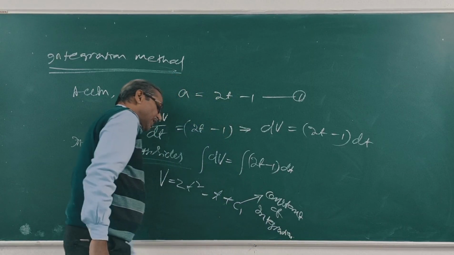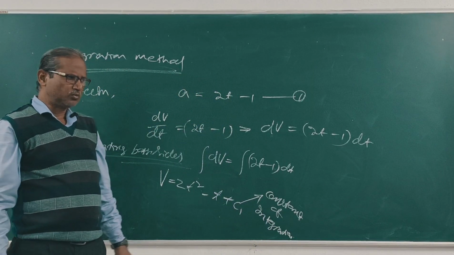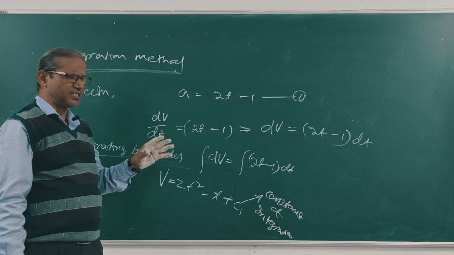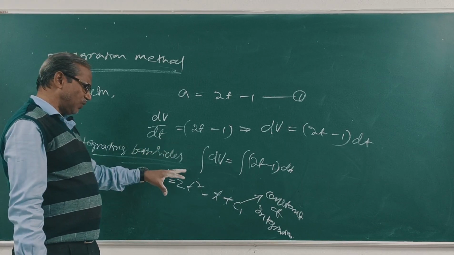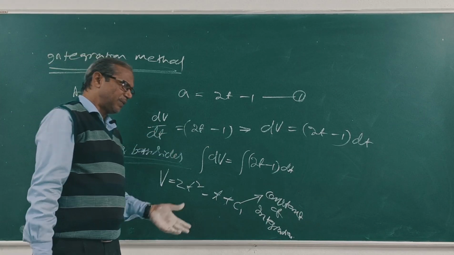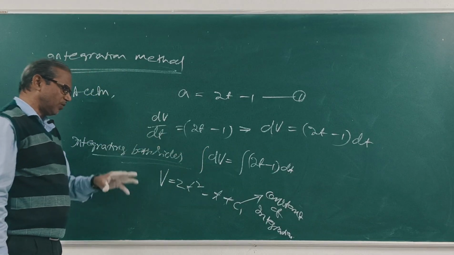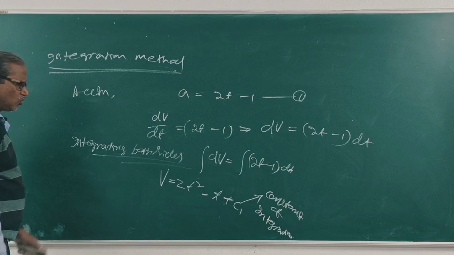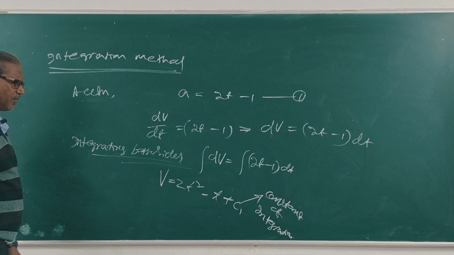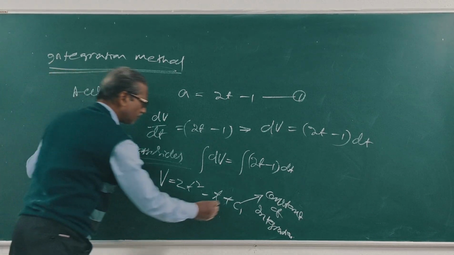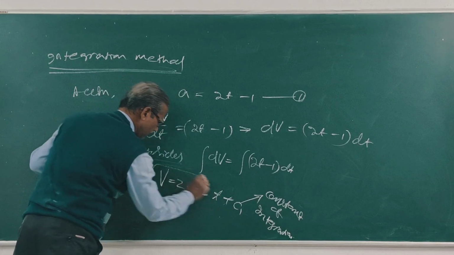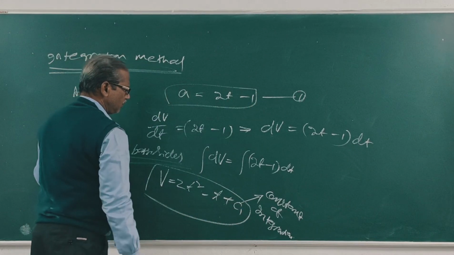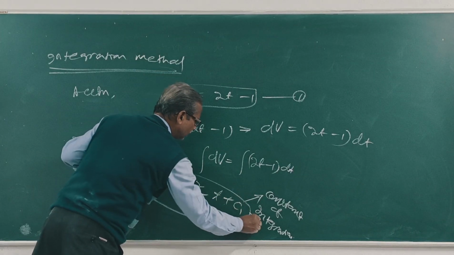Clear? I will do two or three more classes on differentiation and integration. Clear? This is for methods, students. Okay, I will tell you what is differential, what is integration, next, after completing this chapter. Now this is v is equal to 2t square minus t plus c1. This is equation 1, this is equation 2.